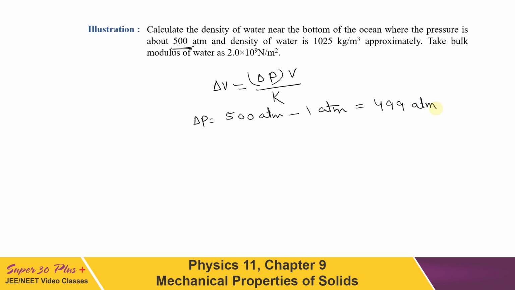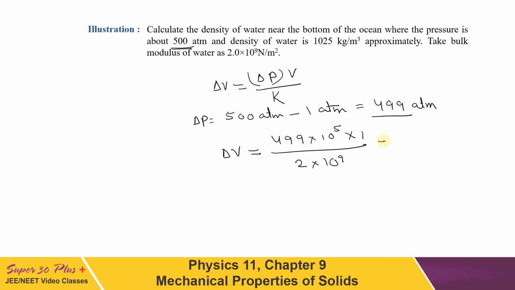Whatever pressure is given in the question, they write the same value for the change in pressure also. Always you have to subtract atmospheric pressure or the surrounding pressure from the given value of pressure. So here we got delta P to be equal to 499 atmosphere. And if now I substitute all the values, delta V will be 499 into 10 to the power 5 into 1 upon 2 into 10 to the power 9.